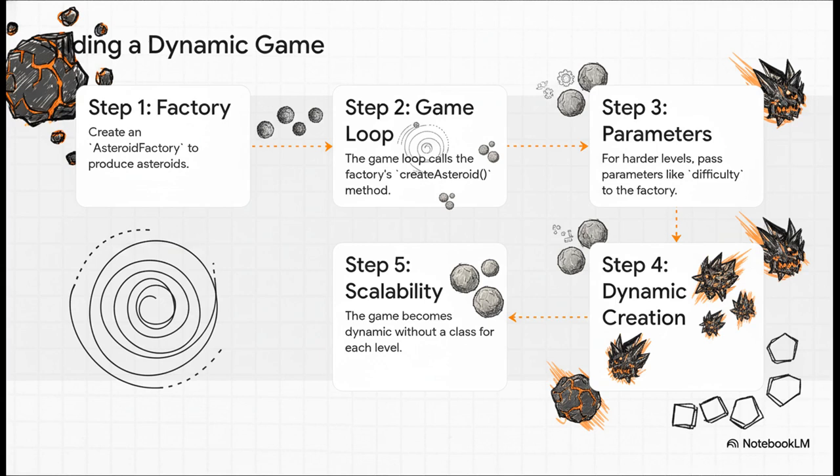Well, check this out. Step 1, you create an asteroid factory. Step 2, your main game loop just calls create asteroid over and over. But here's the really clever bit. Step 3, when the player levels up, the game starts passing a parameter, like difficulty, to that factory. Step 4, the factory sees that difficulty level and uses it to create faster, bigger, more dangerous asteroids. And just like that, the game gets dynamic and can scale to infinite levels, all without the main game loop having a clue about how those asteroids are being made.